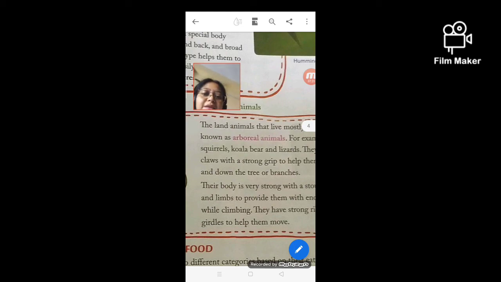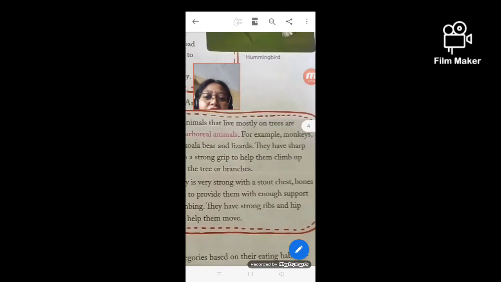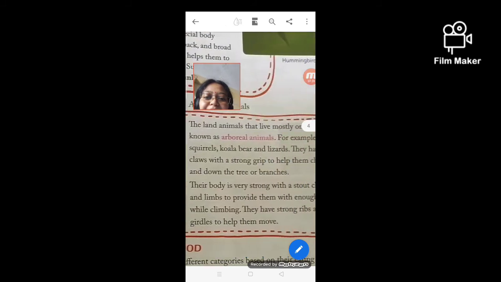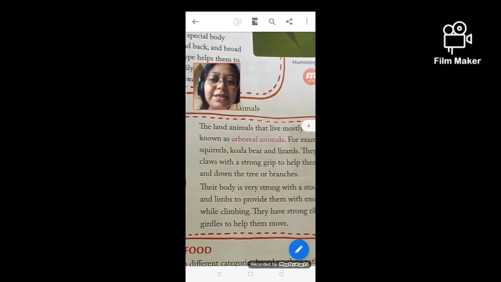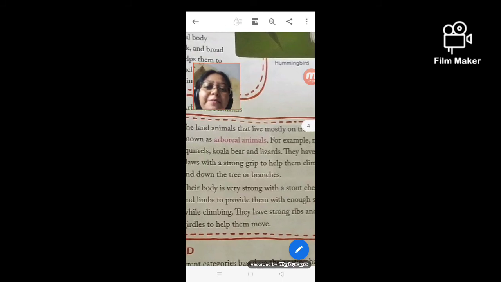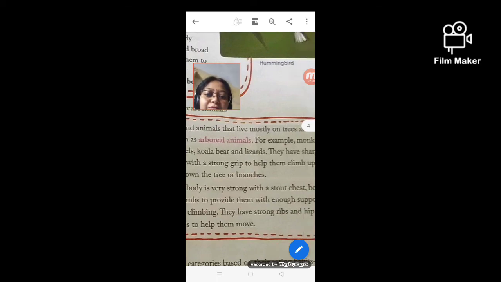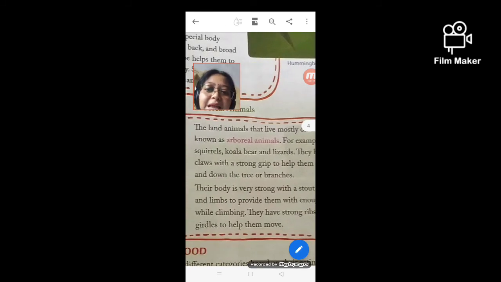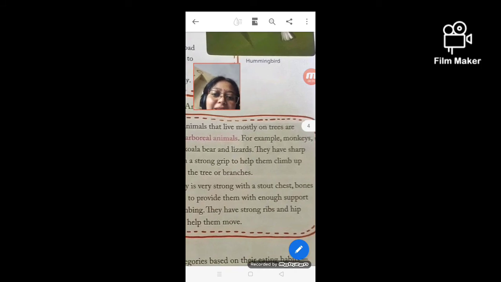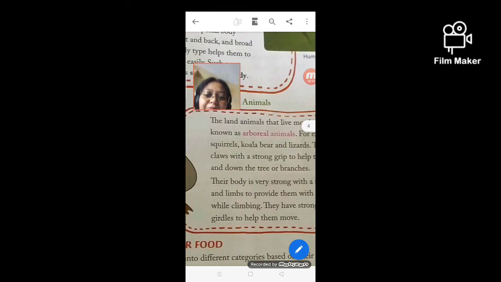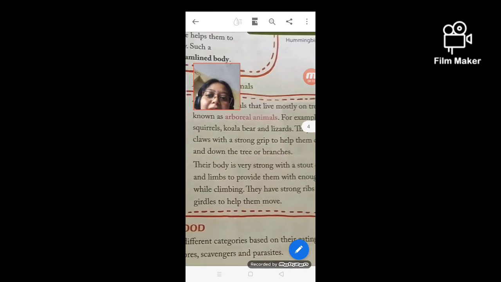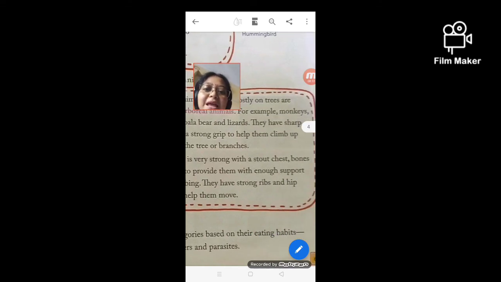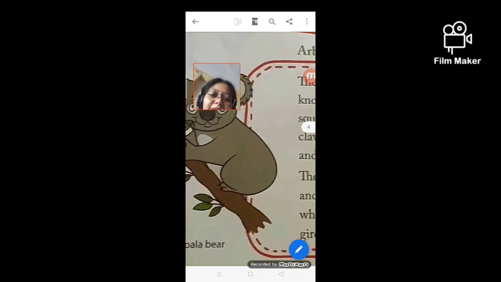Their body is very strong, with a stout chest. They have a well built chest, and bones and limbs to provide them with enough support. To get balance, their body structure is made like that, so that they get enough support while climbing. They have strong ribs and hip girdles which help them to move.